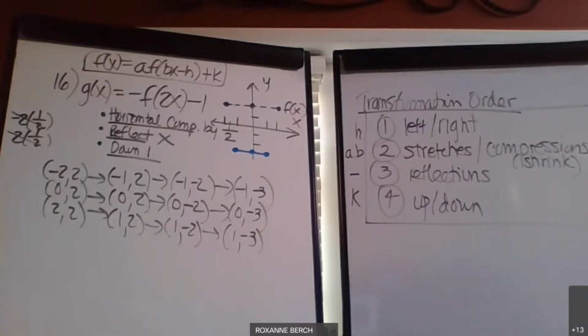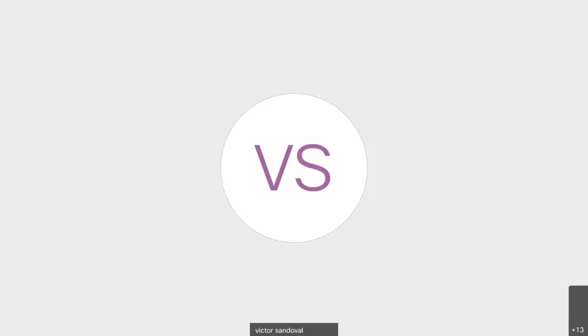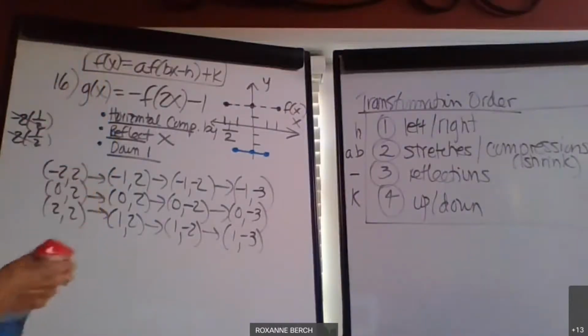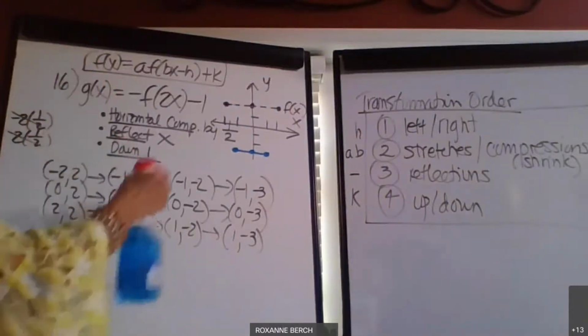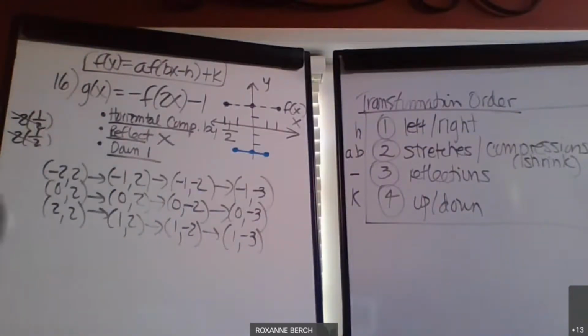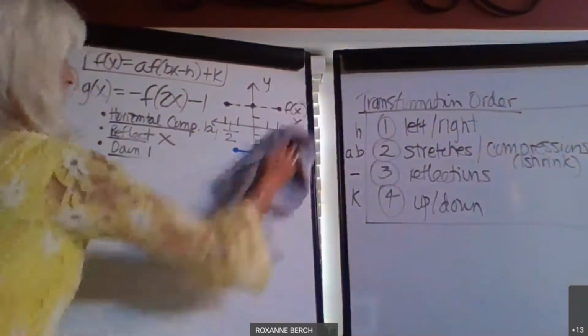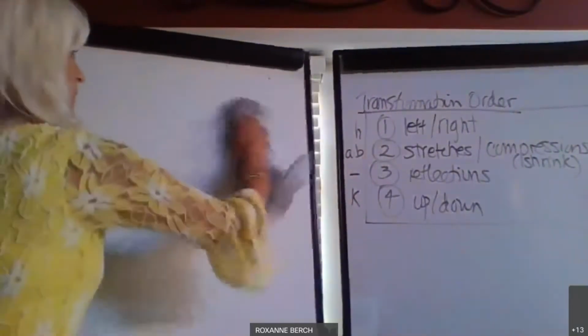All right, would you like me to work another problem, or are you okay? Yes. Okay. Can I erase this one? Yeah. Okay, let's go to a different graph. Let's do number 52.